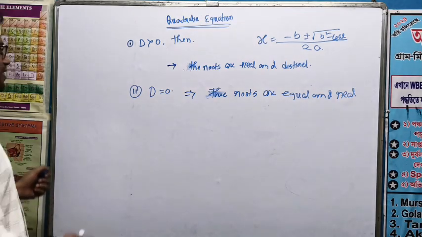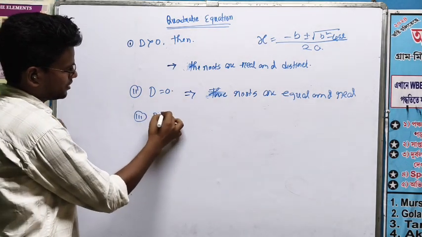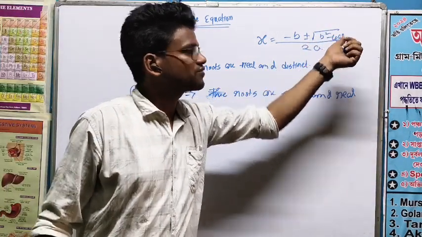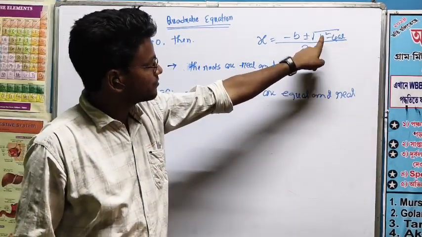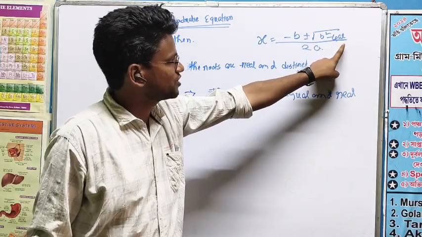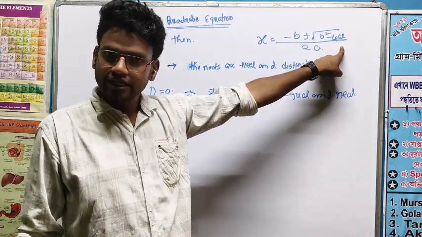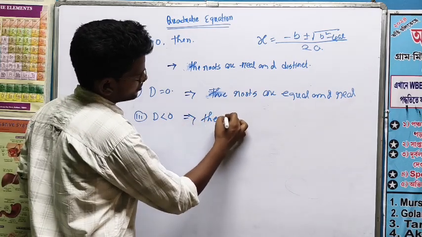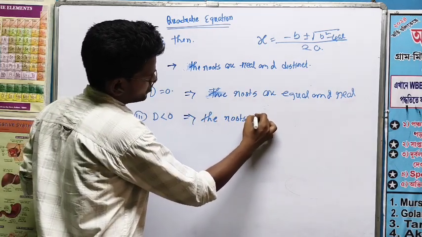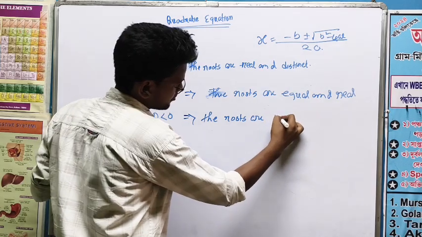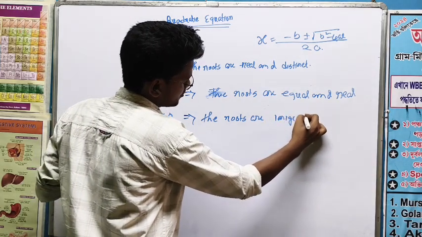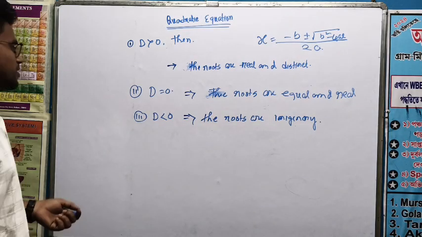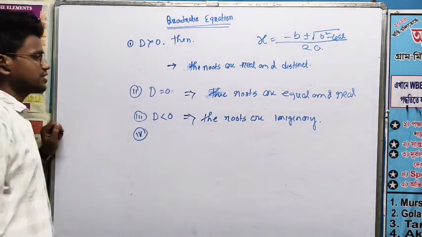Okay, and next is if D is less than 0. So what happens? The root over of b square minus 4ac is less than 0 inside the root, that means this is an imaginary number. Then the roots are imaginary. Okay, roots are imaginary.